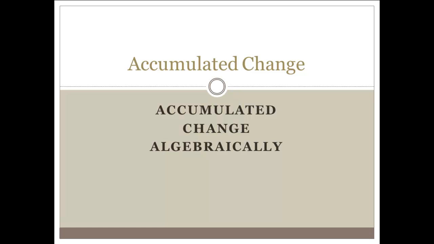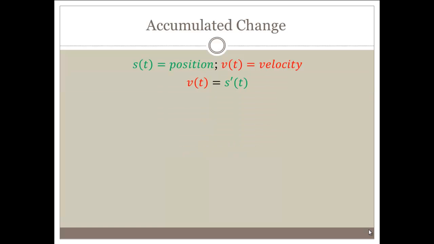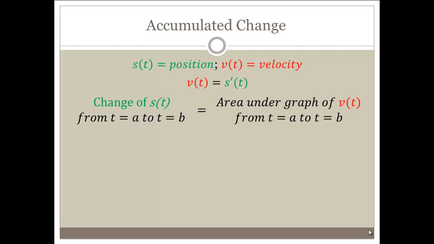We will now return to our algebraic calculation of distance traveled and relate it to what we discovered graphically. As we have done before, we will use s of t for position and v of t for velocity. And remember that v of t is the derivative of s of t. We found graphically that the change of s of t from t equals a to t equals b is the area under the graph of v of t from t equals a to t equals b.